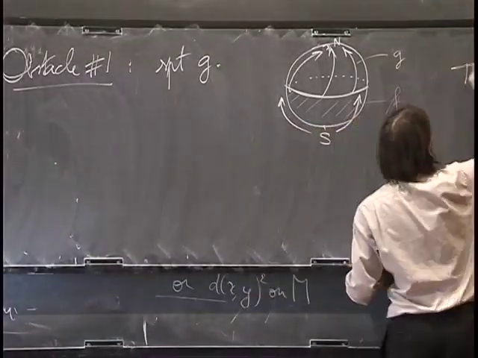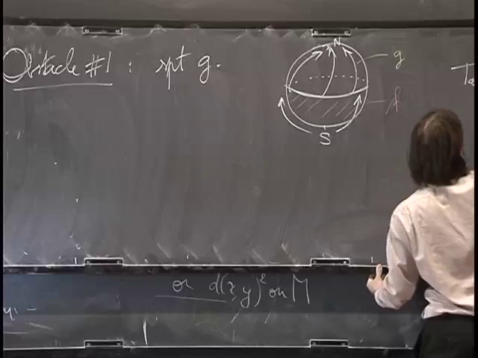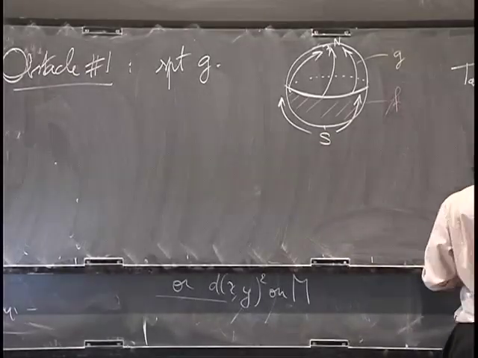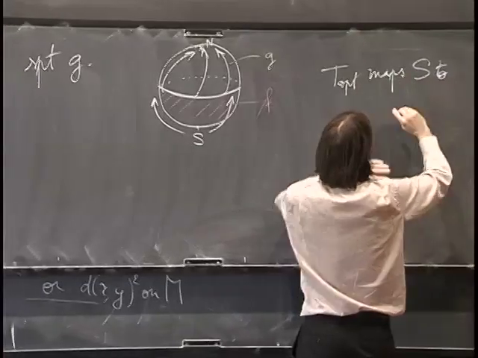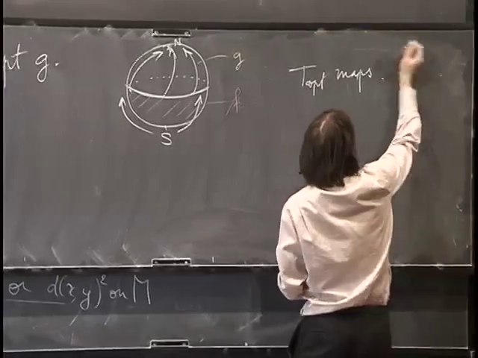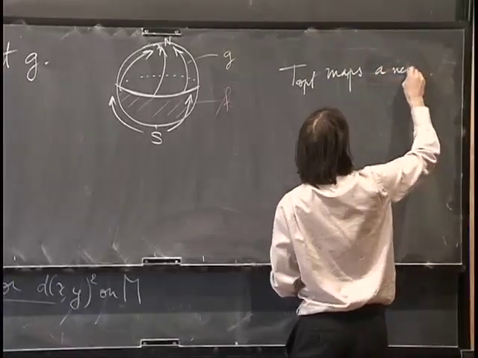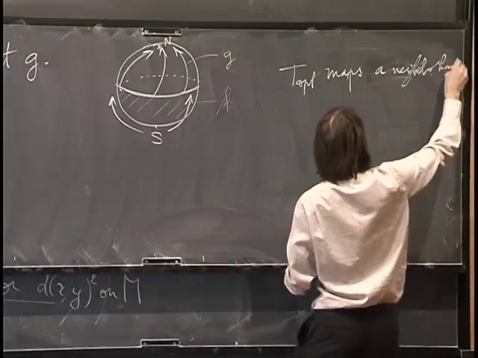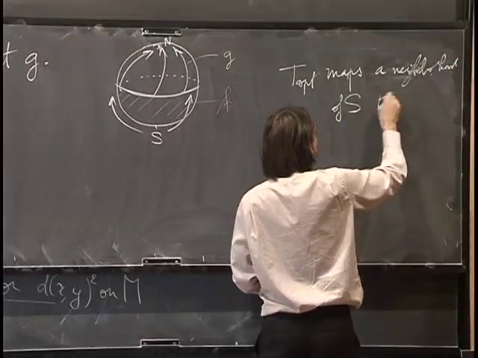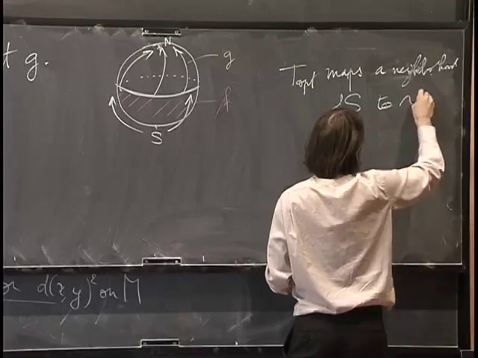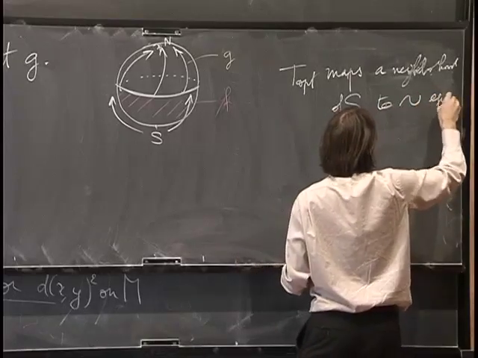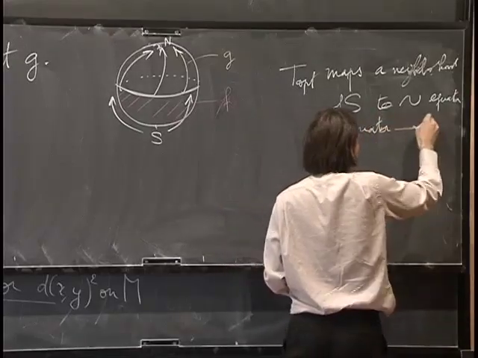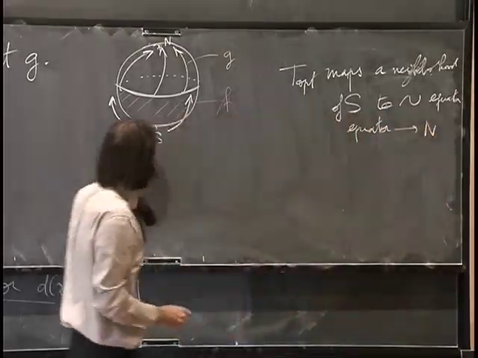So T opt is discontinuous. But it maps a neighborhood of the South Pole to something which is approximately the equator, and maps the equator to the North Pole. In particular, it's highly discontinuous at the South Pole.